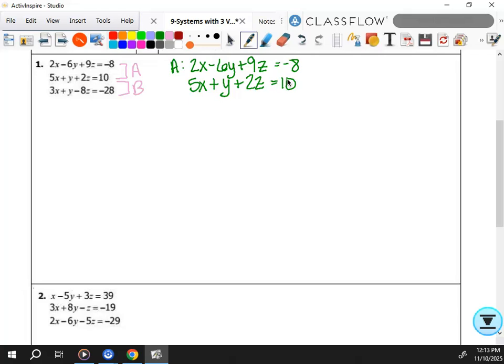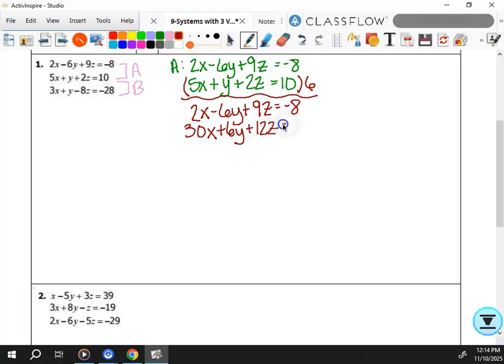If I want to get rid of y, then I can just multiply my second equation by what? 6, okay? So I'm going to multiply this equation by 6. I'm just going to rewrite the first one, 2x minus 6y plus 9z equals negative 8. Then multiply every single term by 6. So give me 30x plus 6y plus 12z equals 60.